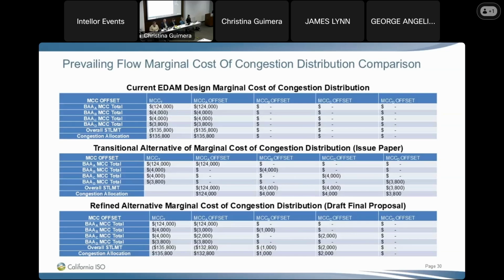Under the new design, the revised design, 132,800 goes to BAA. We have 1,000, which is associated with the OAT, that will go to BAB for distribution, and then BAC will get $2,000 for distribution. BAD gets nothing because they didn't have any OAT schedule. Now I'll open up for questions.